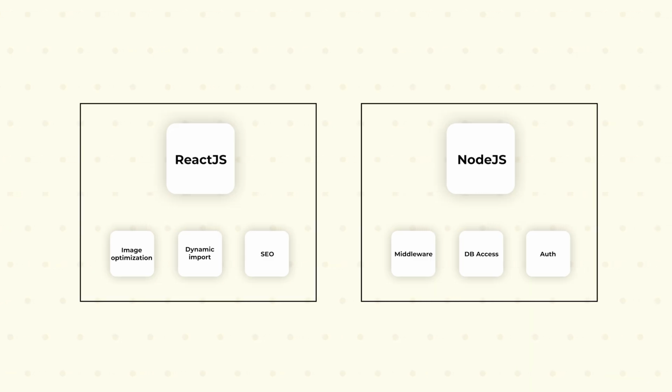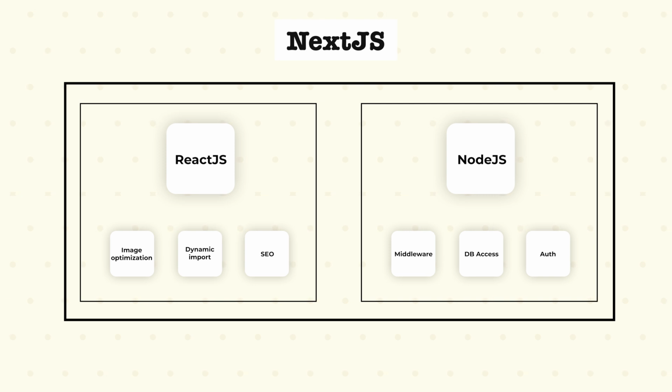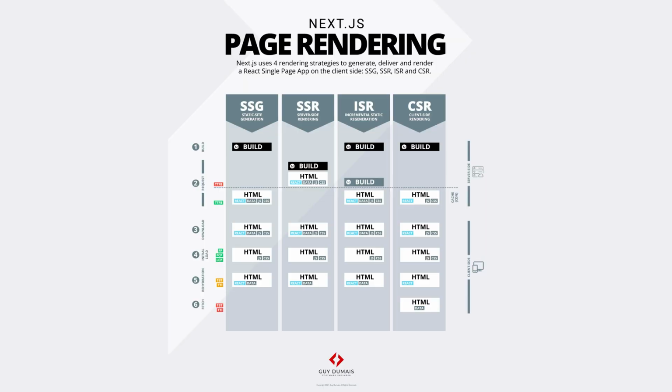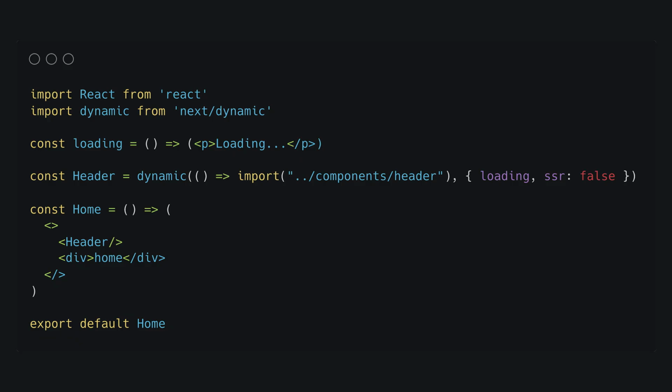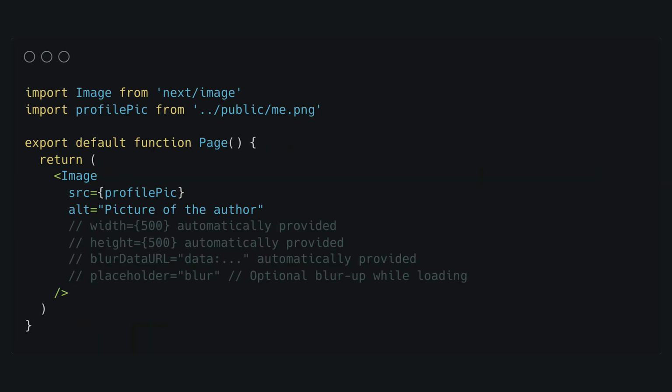Next.js has changed some of the ways we used to develop with React and NodeJS by combining them and abstracting a lot of the manual configurations we had to do before in order to improve our apps. And now with Next.js, we can decide where our code is going to be rendered, dynamically import components, easily optimize images, and a lot more.